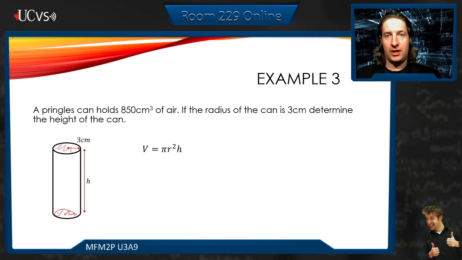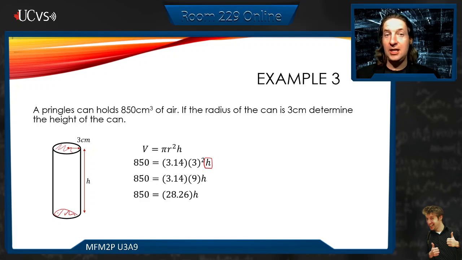Now, if I substitute in what I know, I know that 850 is the volume, pi is 3.14, r is 3 squared. I'm left with h, the unknown, over here. I'm going to have to do a little bit of algebra. So I square my 3, and I do the exponent first, then I multiply. So I end up with 850 is equal to 28.26 times h. So my height is something multiplied by 28.26 that gives me 850. That's what that means. H is the number that when I multiply it by 28.26 gives me 850.